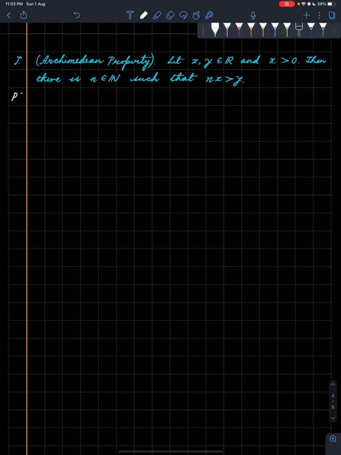So let's prove this. So if y is non-positive, then the theorem clearly holds.